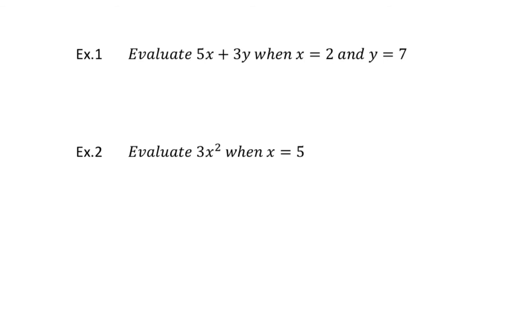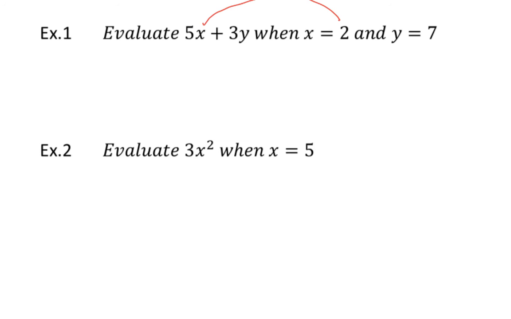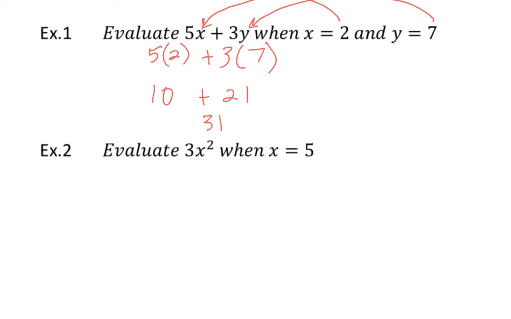So we are going to evaluate these. Evaluate 5x plus 3y when x equals 2 and y equals 7. So I'm going to replace x with 2 and y with 7. So this is 5 parentheses 2 plus 3 parentheses 7. Before I can do any adding, order of operations says I need to do that multiplication first. So 5 times 2 is 10. 3 times 7 is 21. Then I can combine them. 10 plus 21 is 31.